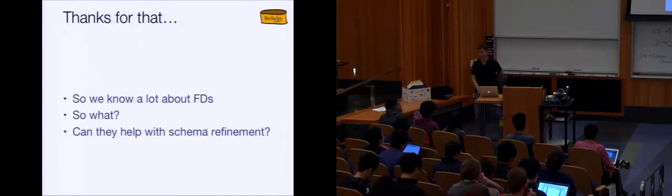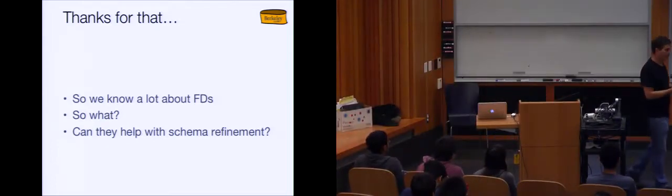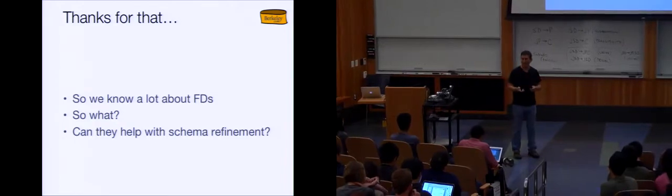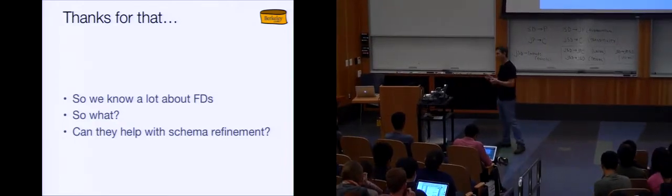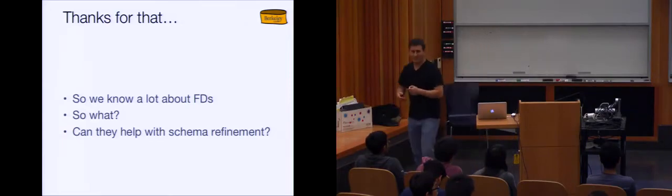Okay, that was nice. We just proved a whole bunch of stuff about A, B, C, D, and E. That seems like a drag, right? We learned some things about functional dependencies. Big deal, right? Weren't we talking about schema refinement a minute ago? Can this help us with schema refinement? The answer obviously is yes. It's a leading question. So we'll get back to that in the next slide, all right?